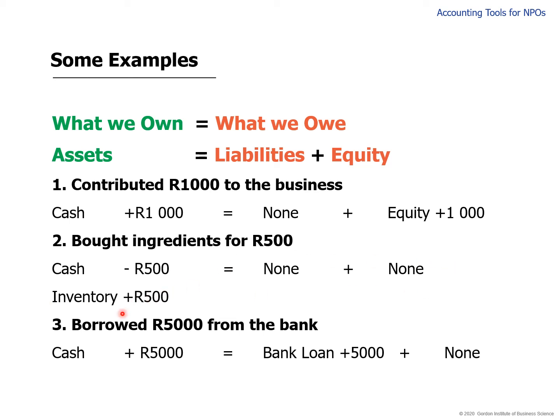Let's look at a third example. We borrowed 5,000 Rand from the bank. So our cash balance goes up by 5,000 Rand because we now have an additional 5,000 Rand in our bank. But we then owe an additional 5,000 Rand to the bank, not to ourselves as equity holders. So our bank balance goes up by 5,000 Rand, but our liability balance goes up by 5,000 Rand as well.